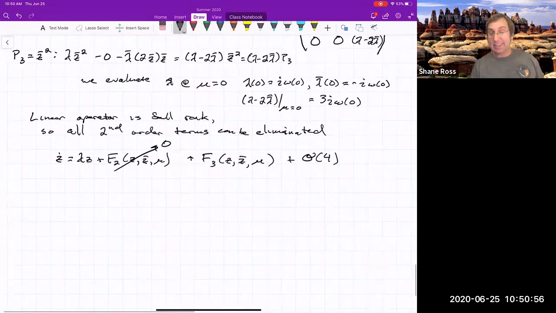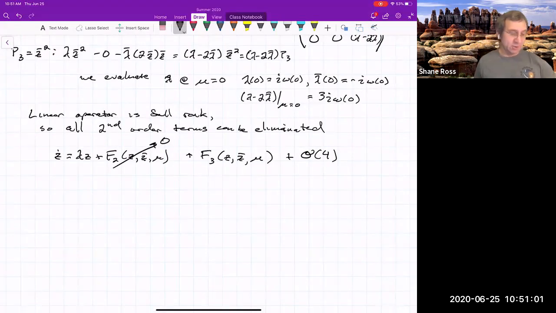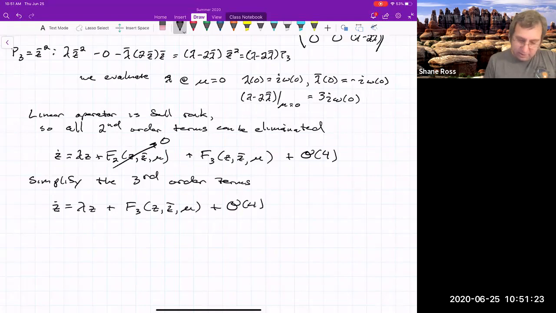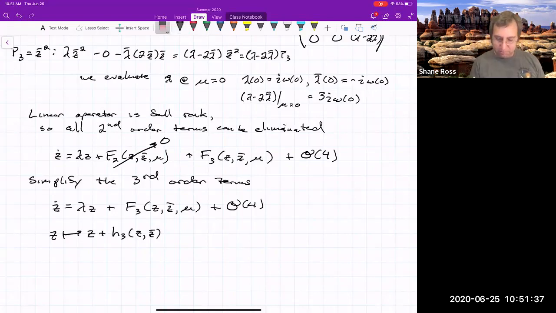All right, so now we simplify the third order terms, still using the complex conjugate notation. Our ODE, right, is now lambda z plus the next leading order, which is third order. And we'll try a near identity transformation, but with a third order homogeneous polynomial. And now, what are the basis elements? It's just all the third order polynomials of z and z bar. So we have z cubed, z squared z bar, z z bar squared, and then z bar cubed.